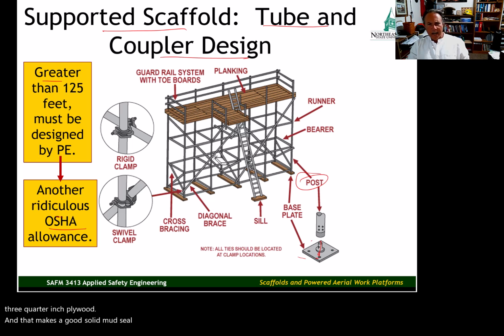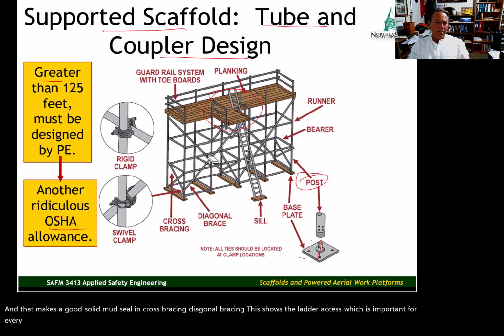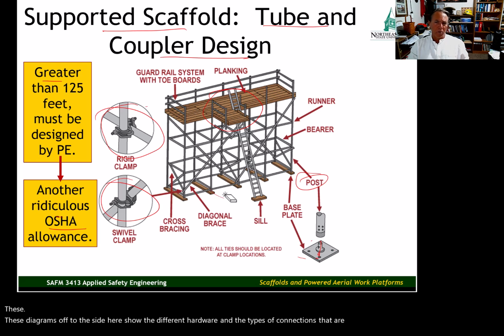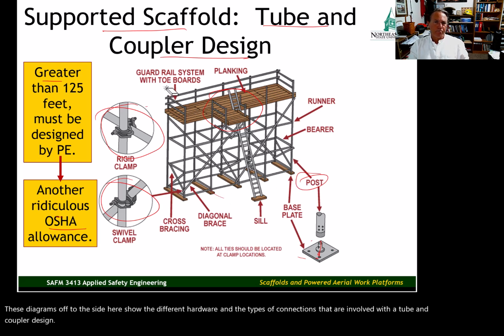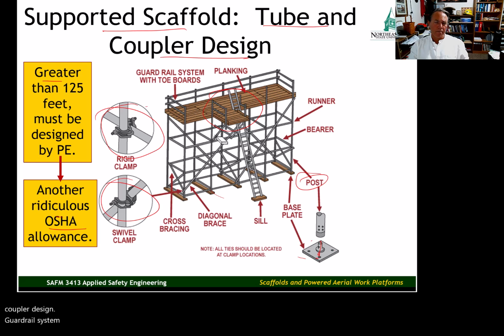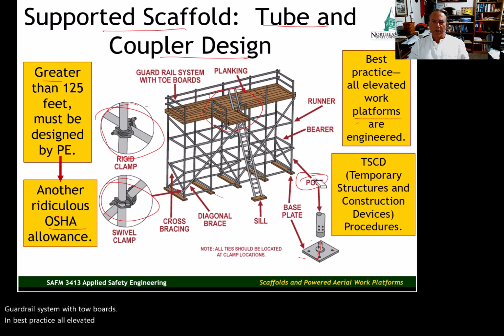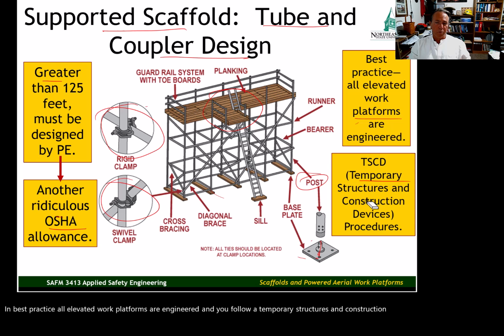In cross bracing, diagonal bracing, this shows the ladder access, which is important for every scaffold. You've got to have good access. These diagrams off to the side here show the different hardware and the types of connections that are involved with a tube and coupler design. Guardrail system with toe boards, and so on. In best practice, all elevated work platforms are engineered, and you follow a temporary structures and construction devices policy and procedure within your company.